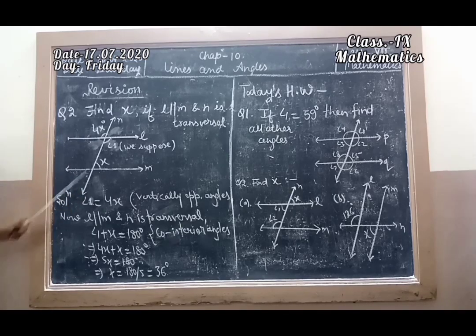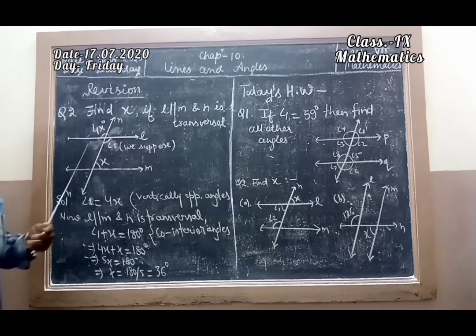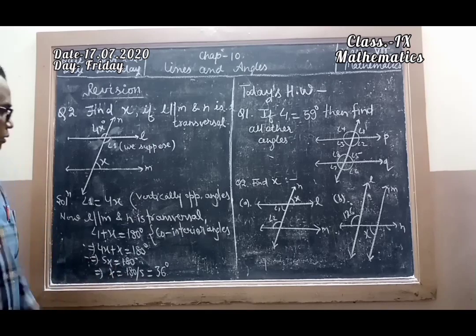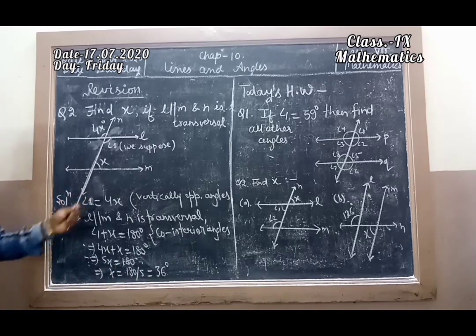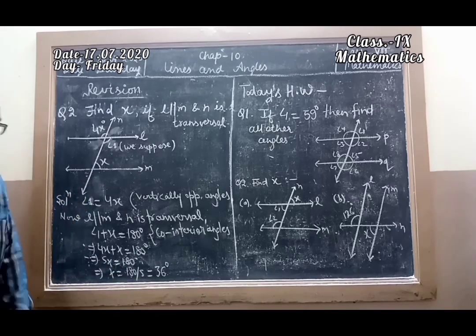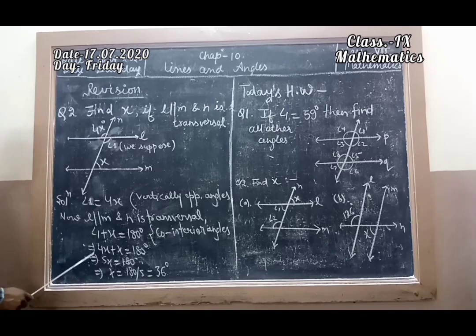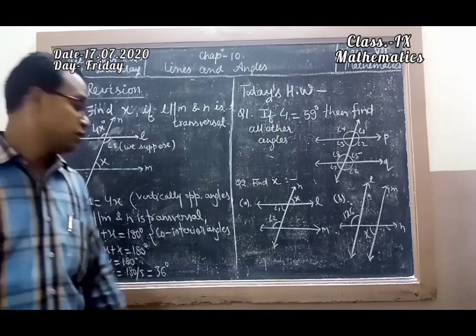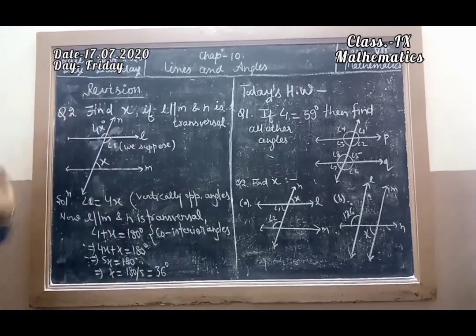Now angle 1 plus x equals 180 degrees. Co-interior angles means consecutive interior angles. It means the sum of angles on the same side of the transversal is 180 degrees. Now put the value of angle 1: 4x plus x equals 180 degrees. 5x equals 180 degrees. So x equals 36 degrees. In this manner we got x.